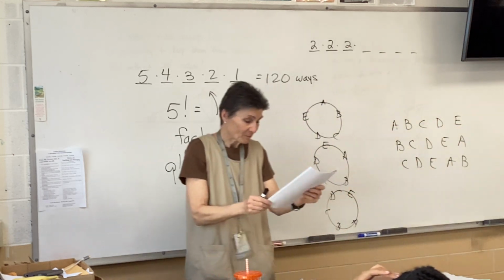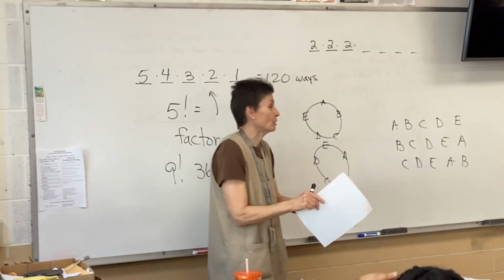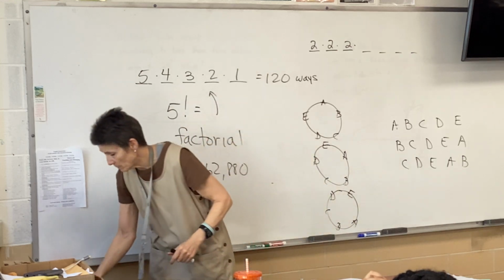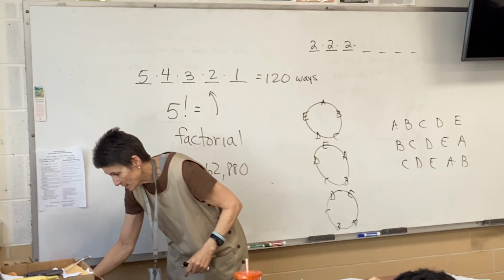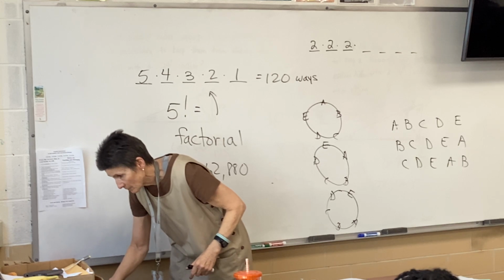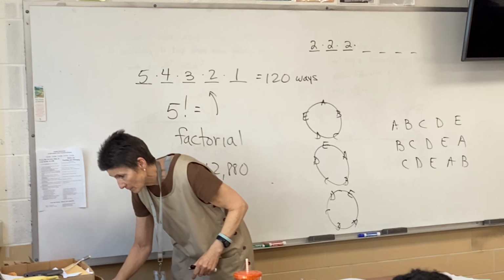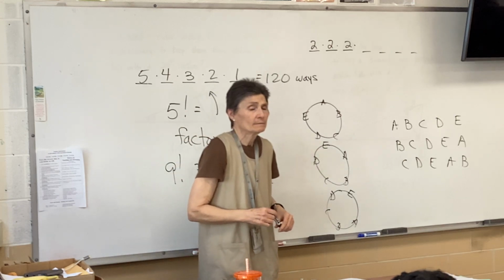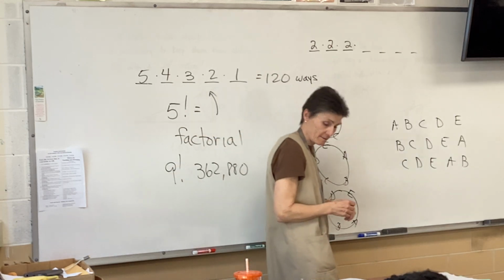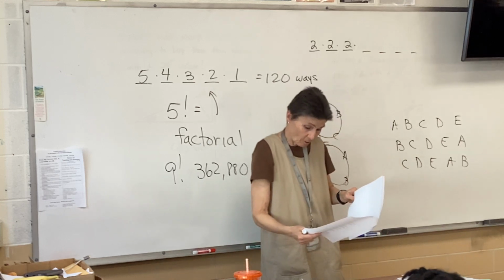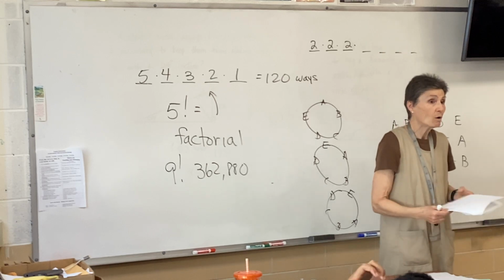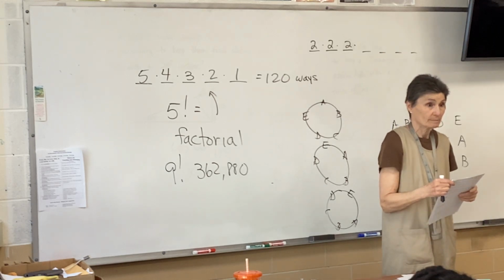All right, 8C. How many ways can 8 books be arranged on a circular shelf? 40,320. How did you get that, Finn? 8 factorial. No. What would it be? 5,040. Why? 7 factorial. It's 8 books in a circle, which is 7 factorial. 8 books in a row is 8 factorial.